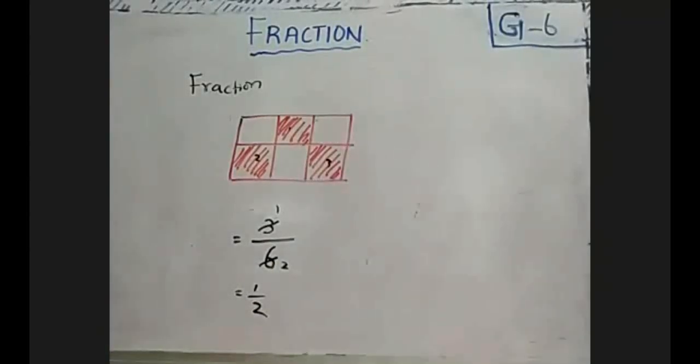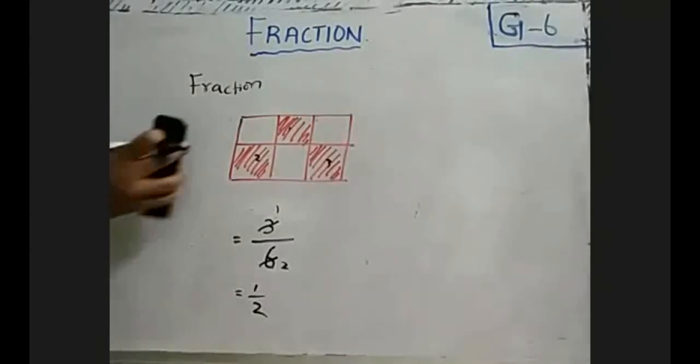So what does fraction mean? Fraction means from the whole we are dividing equally. So from the whole we are dividing, that is called fraction. Now we can see the types of fraction. What are the types of fraction?